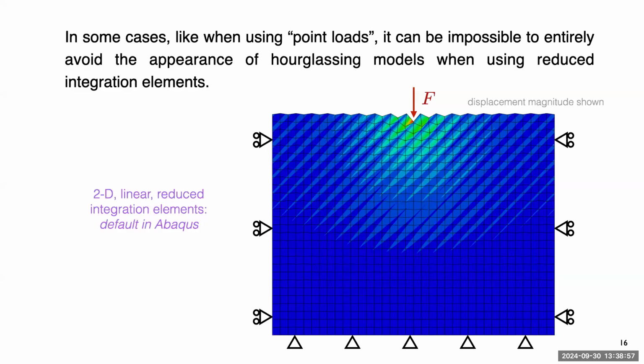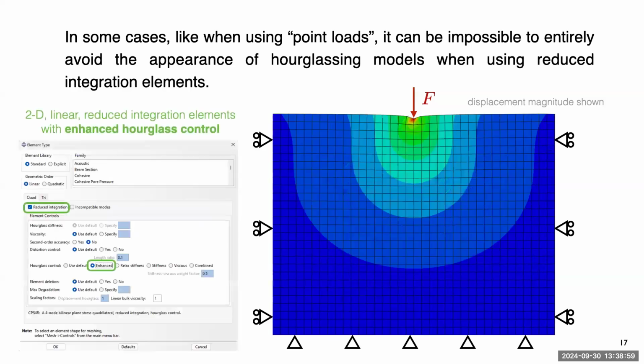So there are the default reduced integration elements. If I go to the element controls and turn on enhanced, this more aggressive stabilization that reduces the accuracy, then it actually does stabilize this problem. So this displacement field is reasonable. This is closer to what you might expect to happen. So in this case, enhanced hourglass control will solve the problem, and you start getting reasonable answers.